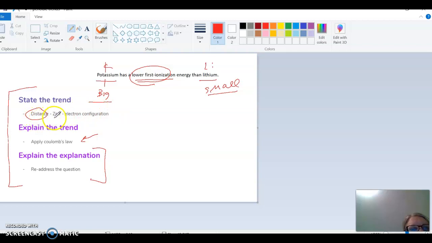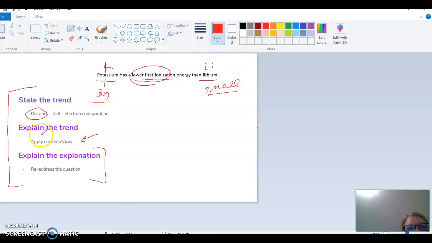It's going to be distance, it's going to be ZEF, and if neither of those works out, then go electron configuration. That's going to be the reason for whatever they're explaining here. It's going to be one of those 3. I can't say it's going to be anything other than one of those 3. It'll be really tricky if it was something different. Not likely. Totally not likely this year.